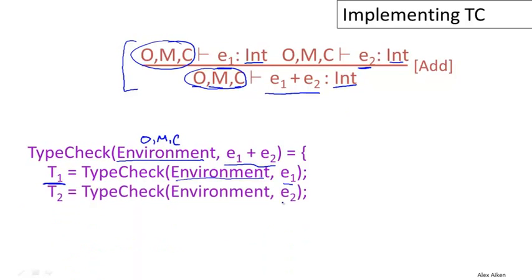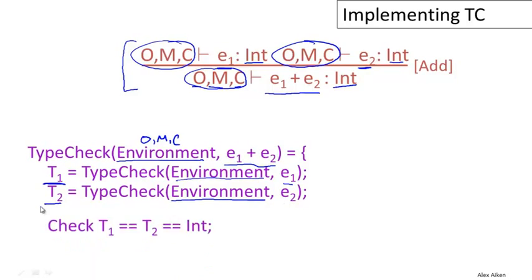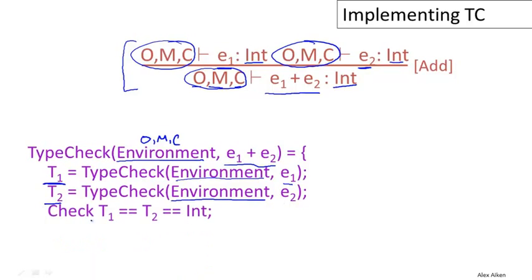And furthermore, we type check E2. And that also happens in the same environment. We can see that here in the rule. And again, we'll get back some type for E2, so type T2. And then we confirm that both T1 and T2 are type Int. Now, we could have done the check that T1 is Int right away, right after we had type checked E1. And that would have been a fine thing to do. Here, just to save space on the slide, I've put the checks for T1 and T2 all on one line.